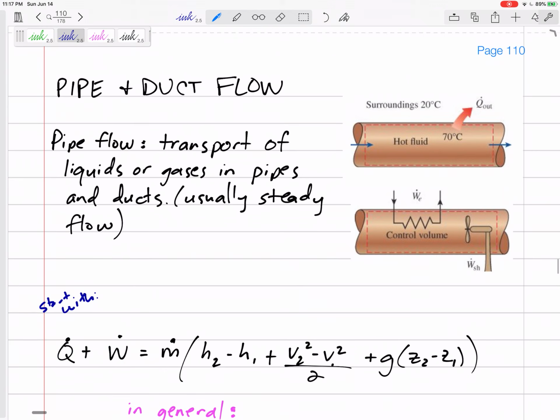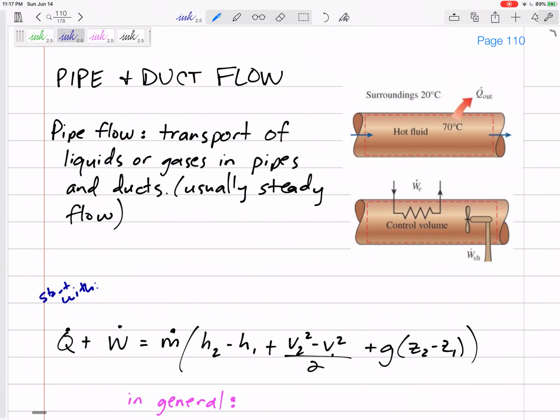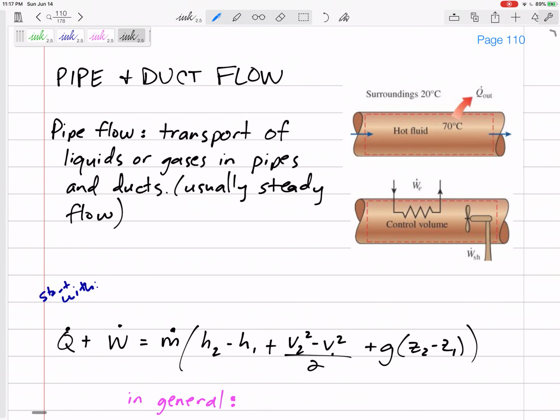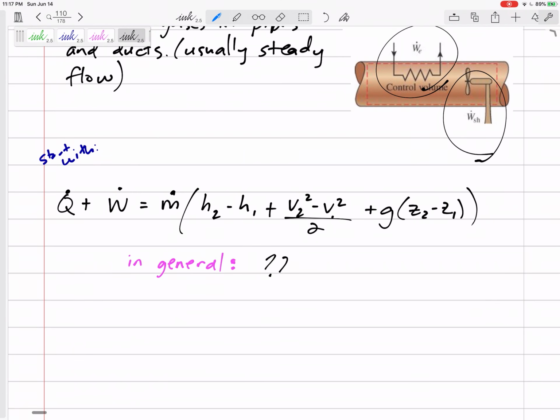All right, and lastly, and easiest, this is pipe and duct flow, transport of liquids and gases in pipes. Usually this is a steady flow. Usually there's not mass that's building up in the pipes. It might have work crossing the boundary. It might have Q crossing the boundary. The velocities might matter. In general, it depends on the situation. And you know, all of these actually depend on the situation.